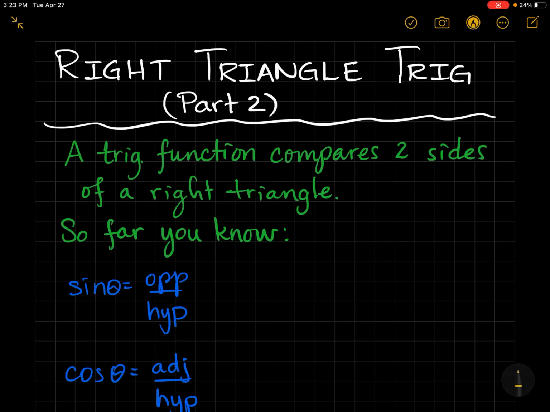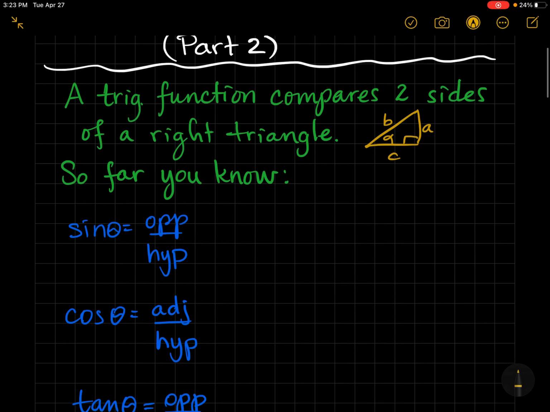Today, we'll continue with right triangle trig. A trig function compares two sides of a right triangle. So, there are 6 different ways to look at the sides. Let's say this is the angle and you have A, B, and C. You could say A over B, B over A, A over C, C over A, B over C, or C over B. There's 6 different ways, and that's why we have 6 different trig functions to explain all the ways to compare two sides of a right triangle.